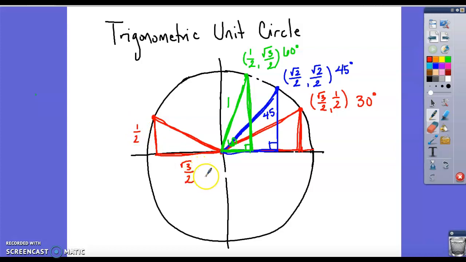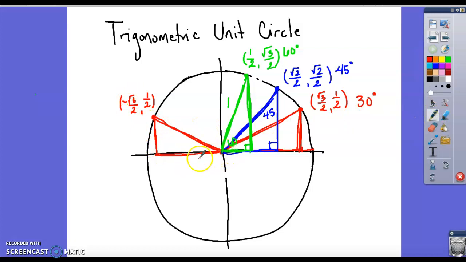But we are on a coordinate plane, right? And so when we move to the left on a coordinate plane, that point becomes negative. So my x value here is actually going to be negative. My y value is still positive because I'm in the second quadrant, but my x value is negative. So it works out to be exactly the same except for the sign of the x value.